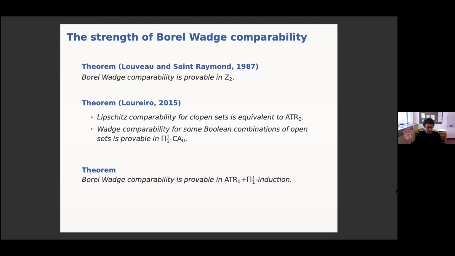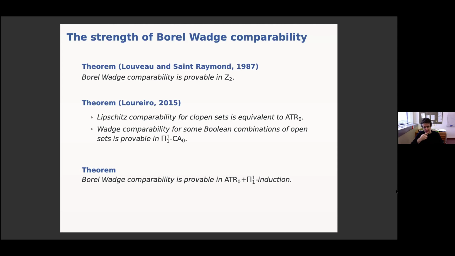But without going into really fine details, I'd say that ATR naught is a system that allows you to talk about ordinals in a reasonable way, allows you to talk about Borel sets in a reasonable way, allows you to talk about well-founded trees in a reasonable way. So it's essentially the right base system to work over. So the question is essentially, is it strong enough?